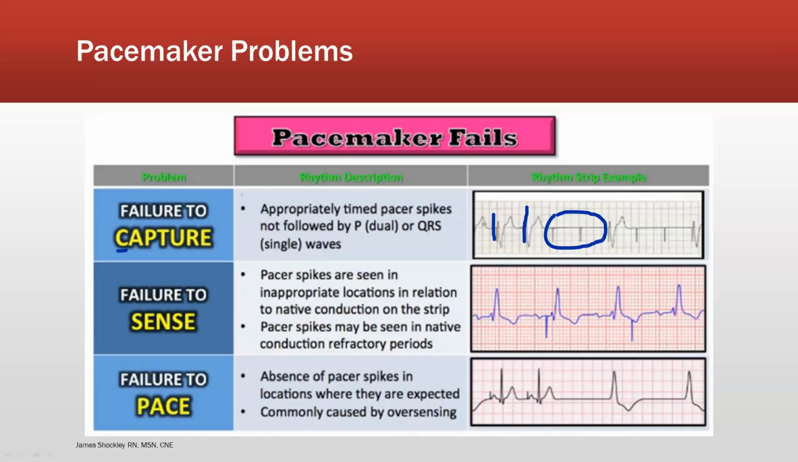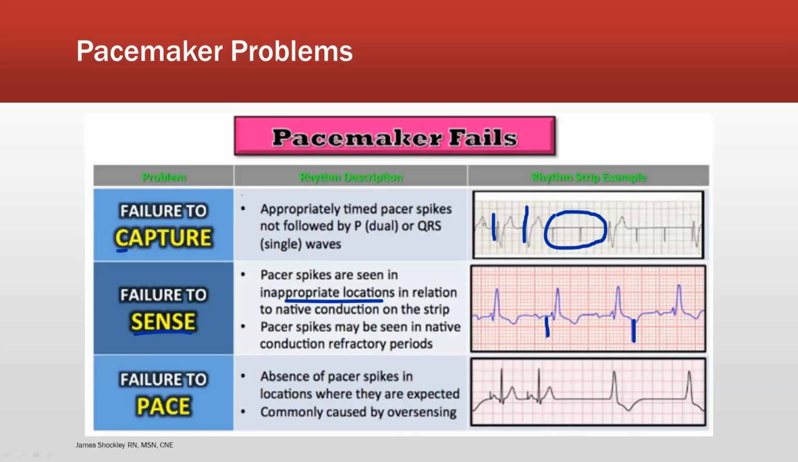Failure to sense is exactly that. It makes no sense. The pacer spikes kind of just happen wherever they want. It's our third degree heart block of pacemakers. Whenever and however they can get through, they're going to get through. So you have pacer spikes that are in inappropriate locations, right?